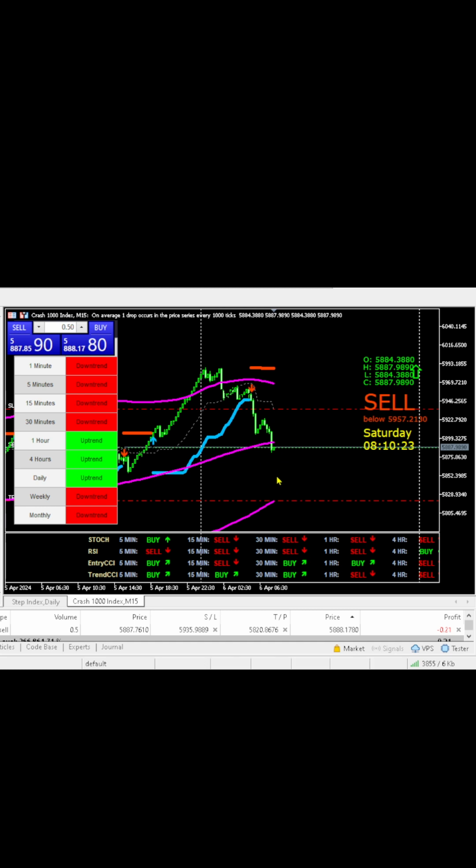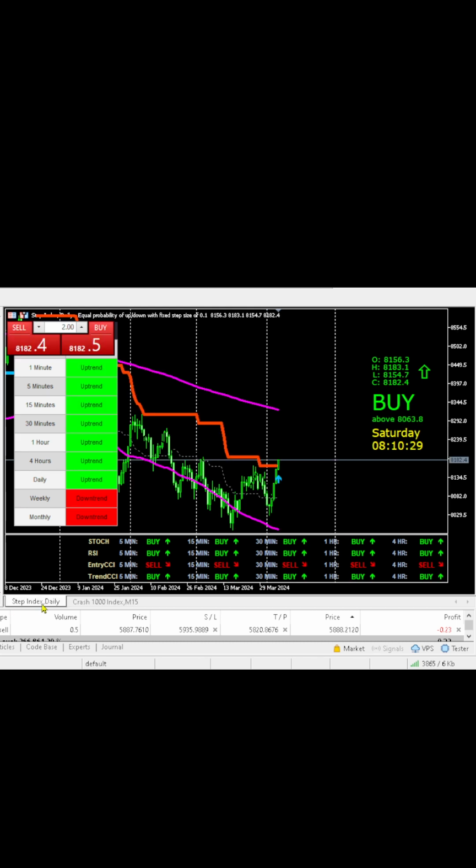Okay, so now the next thing that you need to do is just monitor the trade and allow it to do what it do. Okay, so now let's have a look at a buy example.